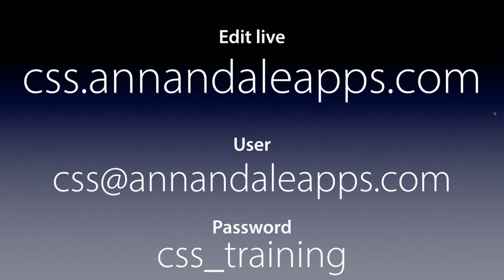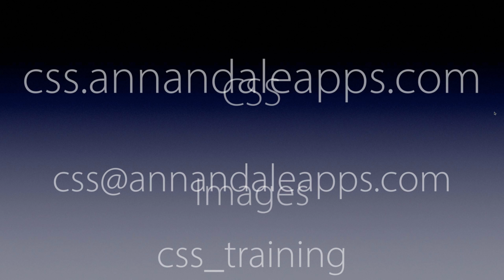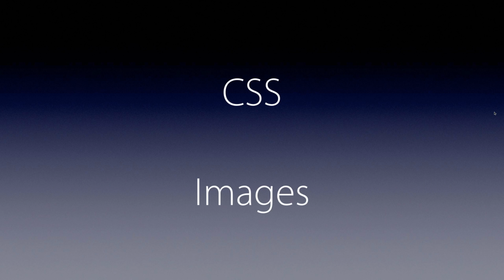So there are two main ways to do it. Oh, right, animations. Yes, of course. So you've got CSS, which is the main way. That's how you change the color of the font and stuff like that. And you've got images, which is more obvious.